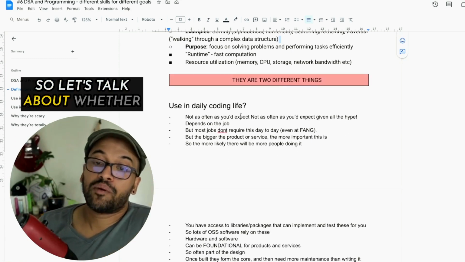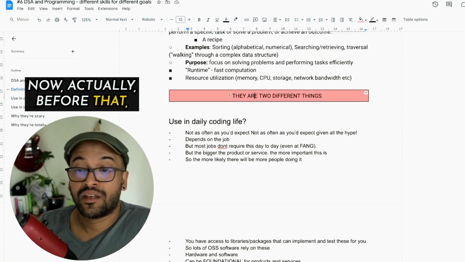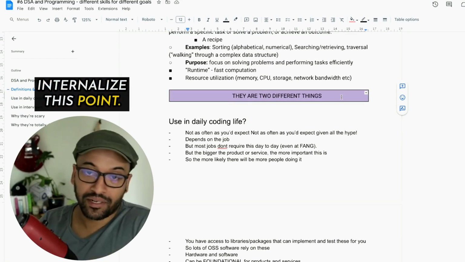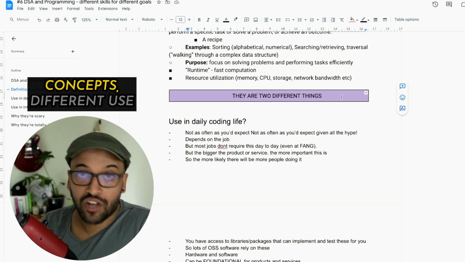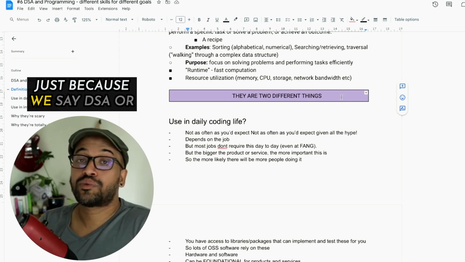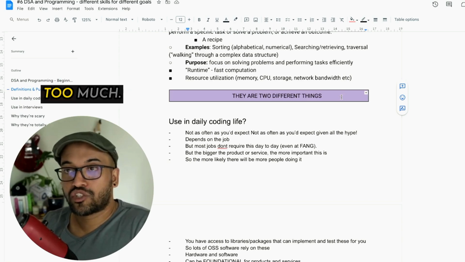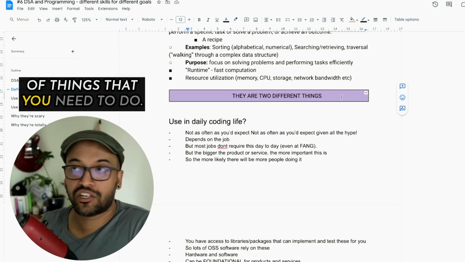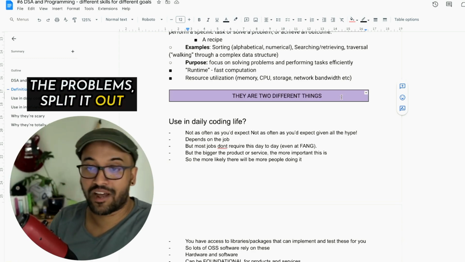So let's talk about whether or not we actually use this in daily life. Now, actually, before that, I want you to really emphasize or really internalize this point. Algorithms and data structures are 2 very different things. They're different concepts, different use cases, and different mental models. Just because we say DSNA or DSA doesn't mean they're all one thing. Don't club them together too much. It's fine to use it as a hand-wavy description of that class of things that you need to do, but remember they're two very different things. Okay, so when you're solving the problems, split it out that way.